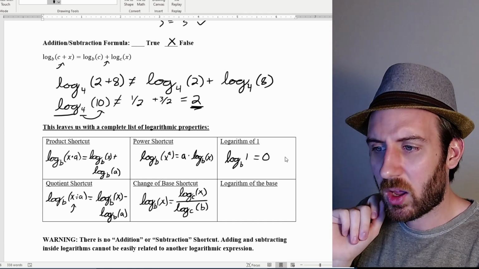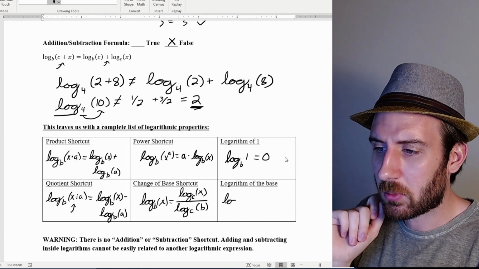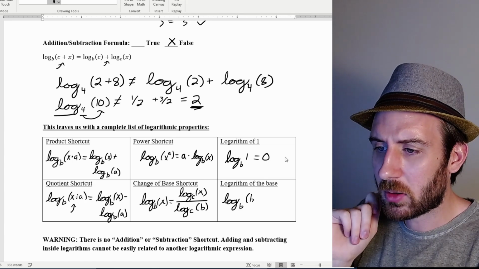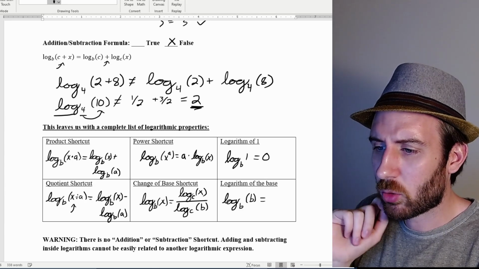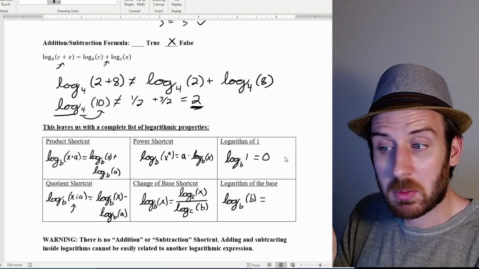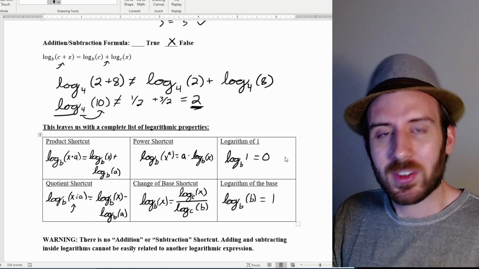And then logarithm of the base, let's think what that means. Logarithm base b of the base, so that would be log base b of b. We'd be looking for what's the power that raises b to itself? That'd be a power of 1. Okay, so overall not too difficult.